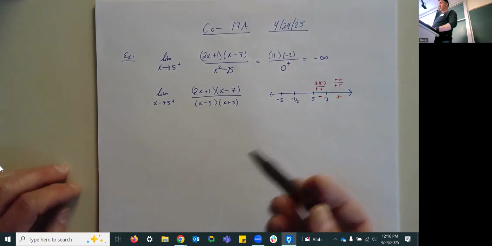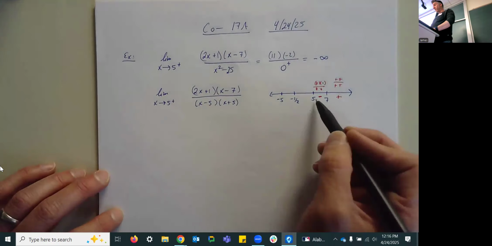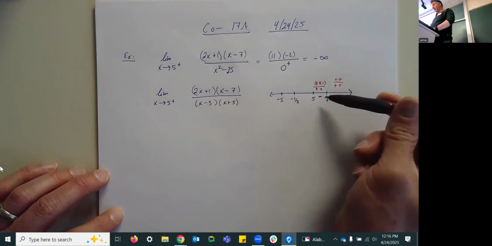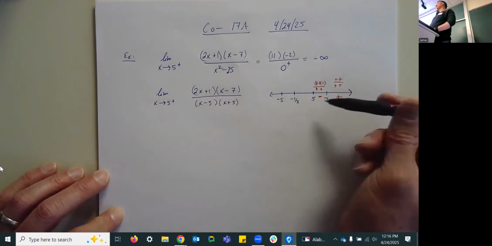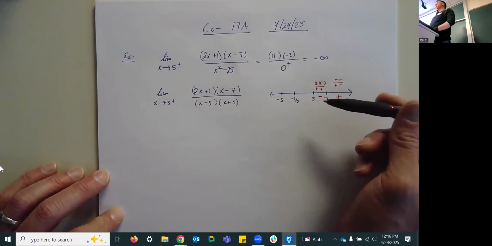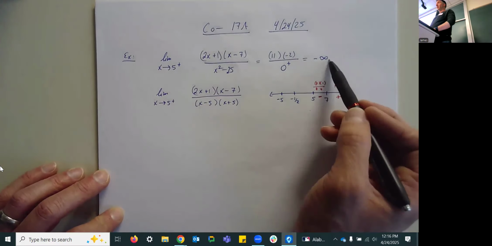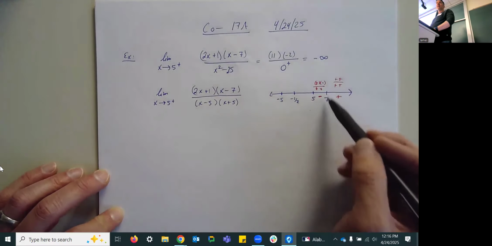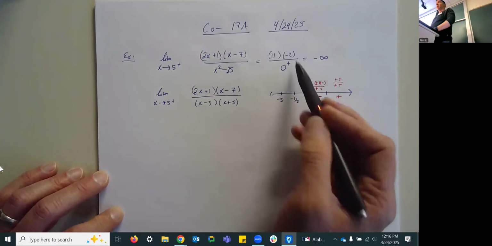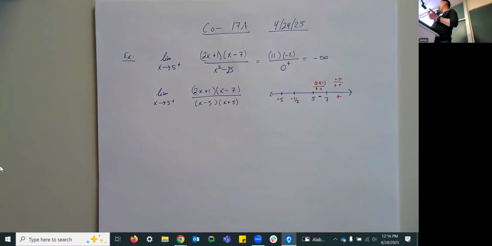But to answer the question that's being asked, since we're approaching 5 from the right-hand side, and we see that the function is negative on the right-hand side of 5, we have to end up getting negative infinity. Negative because we said it was negative, infinity because we're dividing by 0. So that's another way you can kind of attempt to do a problem like this. Not my way of doing it, but it's a way that definitely works.